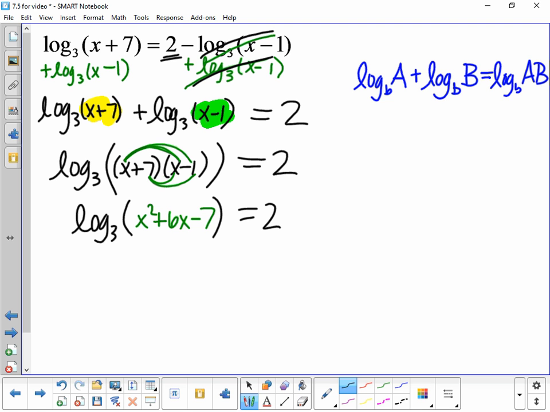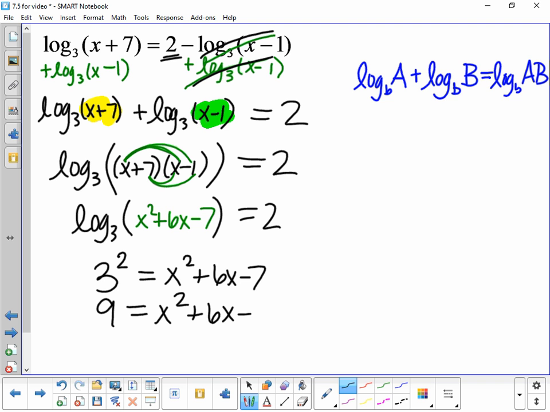And now we're going to rewrite this as an exponential equation. So it would be the same as 3 to the second power, and that's equal to x squared plus 6x minus 7. Well, 3 squared is the same as 9. And what we have here is a quadratic equation. We have an x squared term and an x term. It's a quadratic. It's going to have two solutions, and we can find those two solutions hopefully by factoring, or if not, may have to resort to the quadratic formula.